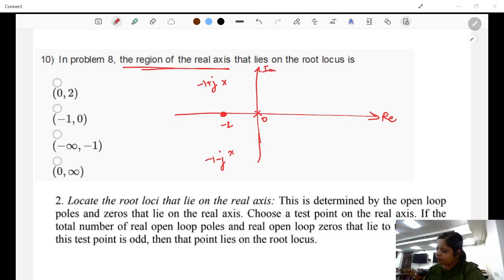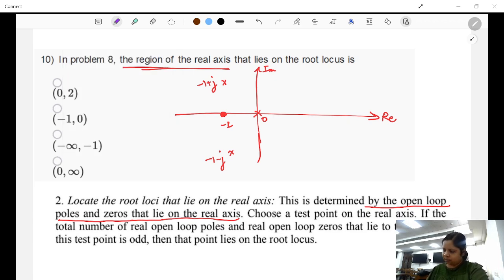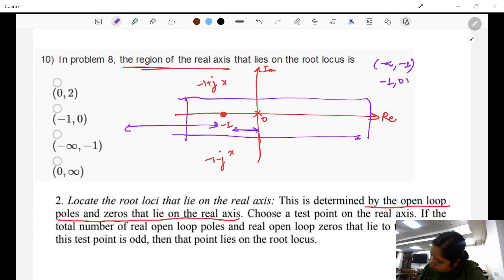So there is a rule for this. This is determined by open loop poles and open loop zeros that lie on the real axis. So first of all, we have to consider what is lying on the real axis. We do not have to take what is lying on the imaginary axis or somewhere in the complex plane. So we are bound to see this part only. Okay, so what parts do we have here now? One is minus infinity to -1. Another part is -1 to 0. Another part is 0 to infinity.